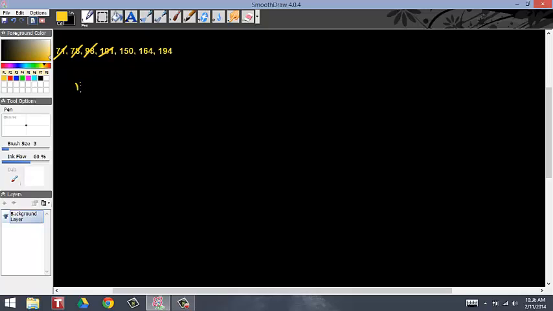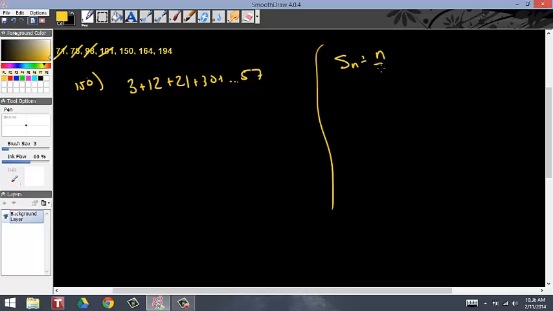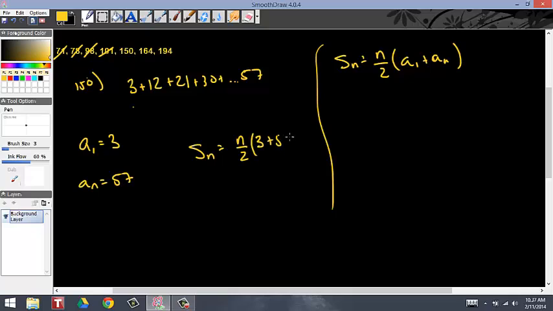Okay, we're trying to find the sum of the arithmetic series. So let me see here. 3 plus 12 plus 21 plus 30 plus 57. In order to do this, we need a formula. Since it's an arithmetic series, S sub n is equal to n over 2 times a sub 1 plus a sub n. Well, a sub 1 is 3. A sub n is equal to 57. So I could say S sub n is equal to n over 2 times 3 plus 57.